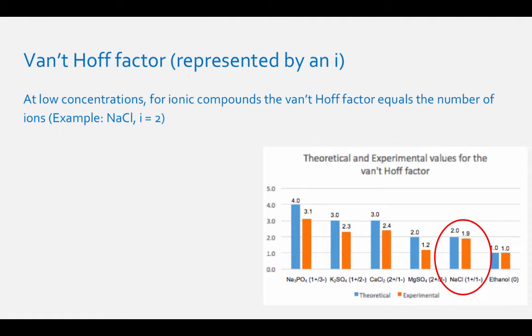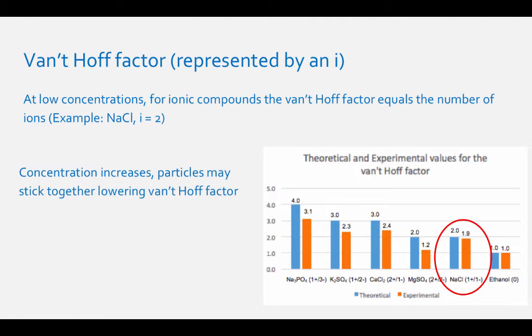But when the concentrations of these ions is higher, some of these ions may stick together, lowering the Van't Hoff factor. The Van't Hoff factor becomes farther from the ideal, as this figure shows, the larger the charges on the ions. And the Van't Hoff factor is 1.0 for molecular compounds such as ethanol or sugar because they do not dissociate in water. The two equations that relate the boiling point and freezing point of a solution are similar.